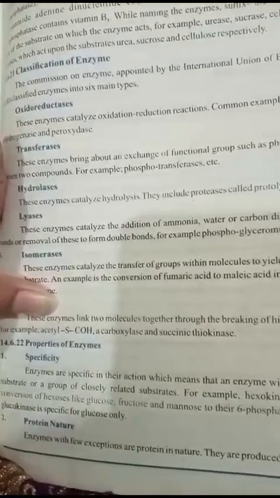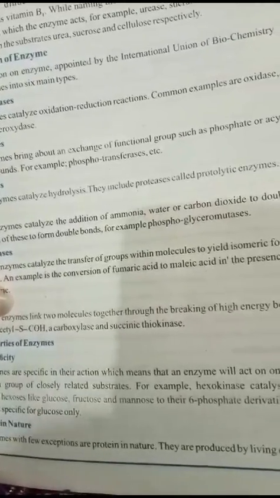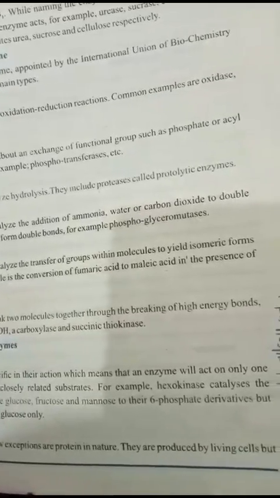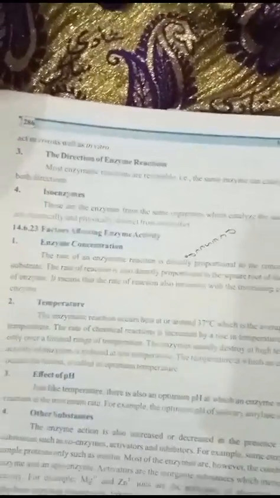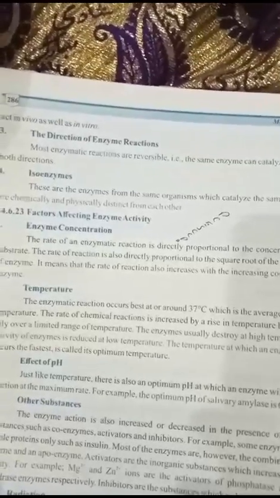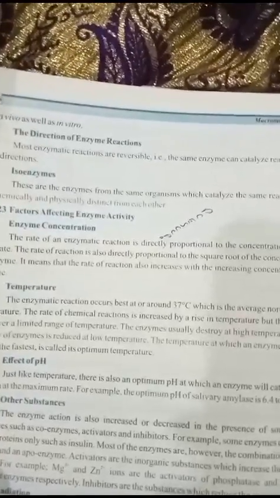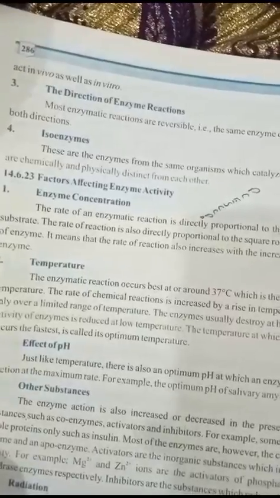On number 2, we have protein nature. Enzymes, with few exceptions, are protein in nature. They are produced by a living cell but act in vivo as well as in vitro. On number 3, we have the direction of enzyme reaction. What is the direction of enzyme reaction? Most enzyme reactions are reversible. The same enzyme can catalyze the reaction in both directions.